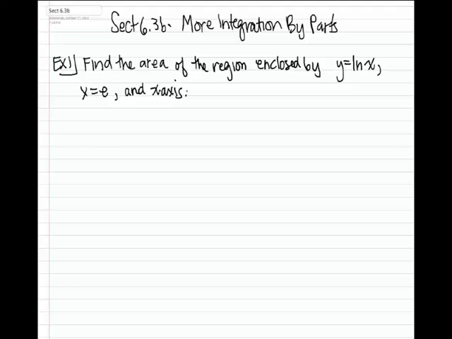I'm not going to give you a picture for this either, so you really need to stop and think, what region are they talking about? I hope you guys know what the graph of ln of x looks like. It looks something like this. It has an x-intercept of 1, and I want the line x equals e, which is a vertical line that crosses at e, and the x-axis right here. So the region that I'm referring to is this little space in here.